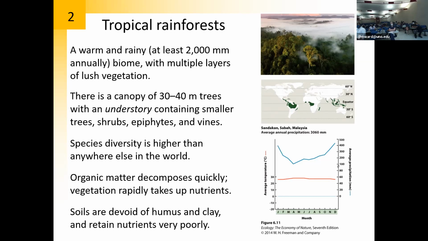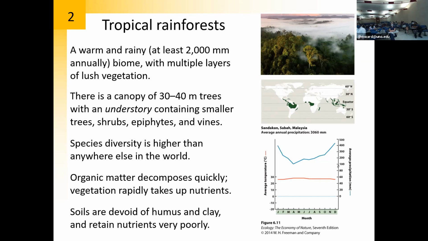On the right in the middle, you see a map of the distribution of tropical rainforest. About half of it is in Central and South America. About 20% is in Africa, and about a third is in these scattered patches in Indonesia and South Asia. Okay. This is the area that has the highest species diversity of any group of organisms anywhere on Earth.